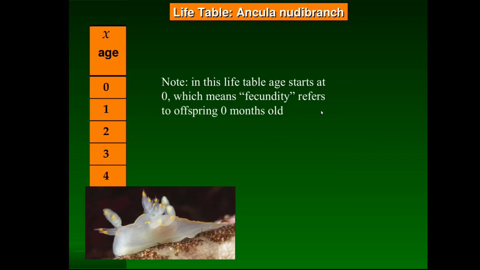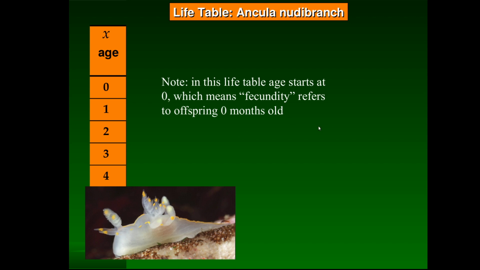In our first column is age. All right, we can break down age in any units we want, whatever is most interesting and most convenient. Let's say for our example that we break down age into 1 month intervals. Age is symbolized in a life table by the letter x.